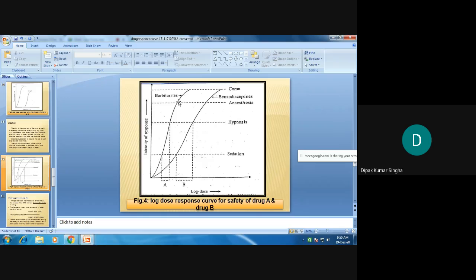The dose of the barbiturate is less than the benzodiazepine because the barbiturate activity is much more potent than the benzodiazepine group of drugs. Benzodiazepine মানে একটা গ্রুপ, এর আন্ডারে রয়েছে ক্লোনাজিপাম, ডায়াজিপাম, so many drugs.